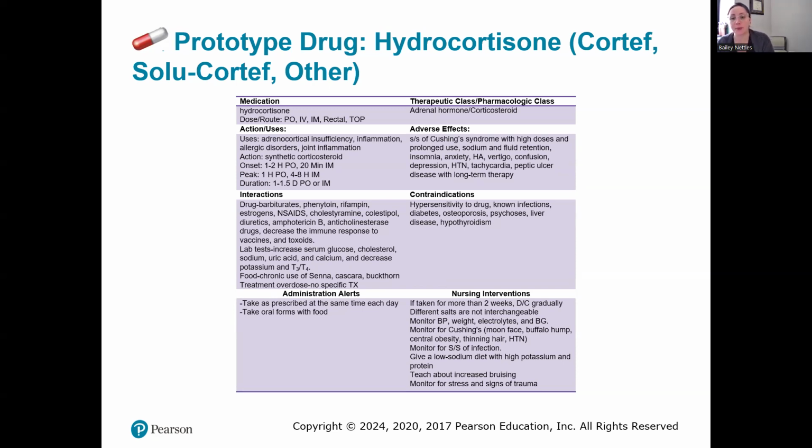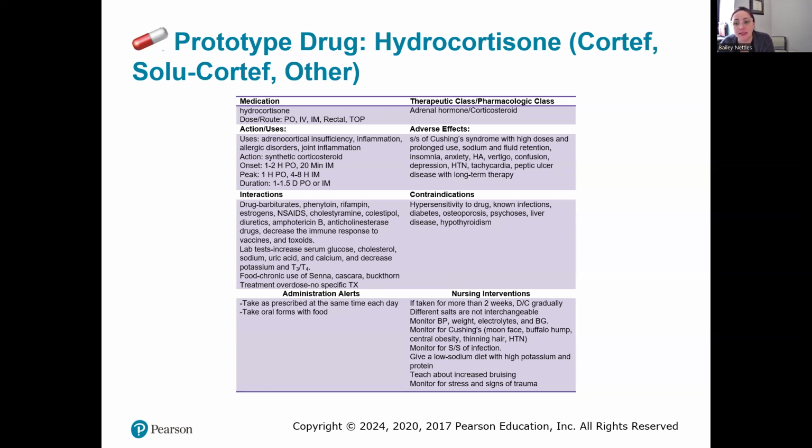Okay, so foods we want to avoid are senna, cascara, buckthorn. No overdose treatment. It's contraindicated if you have a hypersensitivity to this drug, have a known infection, or you have diabetes, not just because it'll cause hyperglycemia, but also because it can cause delayed wound healing. And if you have diabetes, you already have delayed wound healing.